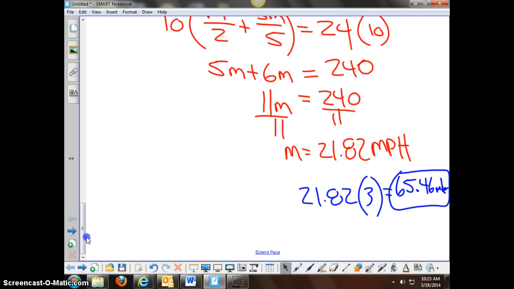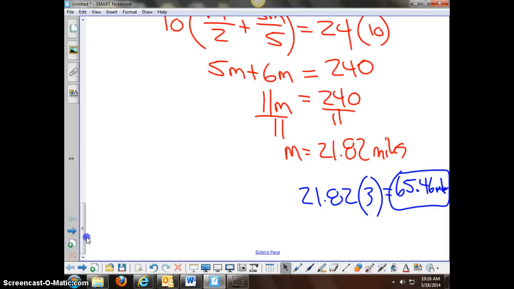So where it says 21.82, shouldn't the label be miles instead of miles per hour? Yes, it should be miles. You are right. That's what was messing me up too there. So it should be miles because we had to use miles per hour to get to how many miles he was riding on day 1, because that was the only thing we knew. Yeah, that was my fault. Ultimately, he rode 65.46 miles on day 2.